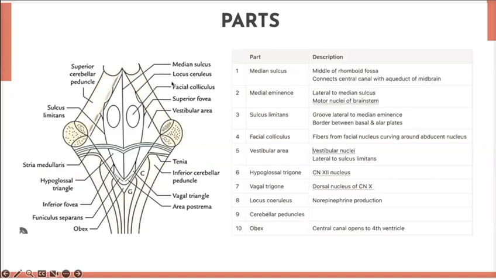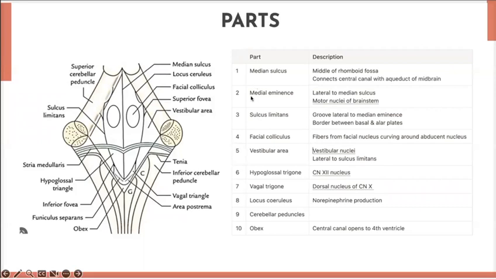Okay. So together with the borders, we can mention some of the parts which are associated with the floor of the fossa. If you see this middle line, it's called the median sulcus, the medial eminence, sulcus limitans, and these things you can easily figure out using the diagram here.